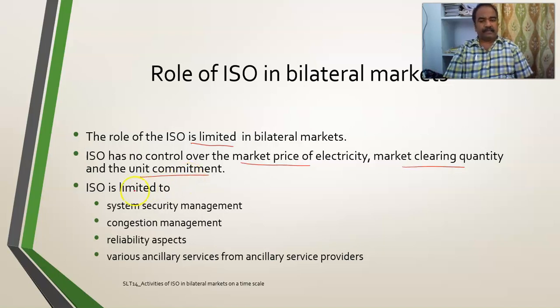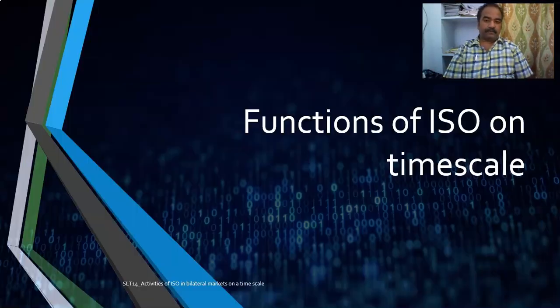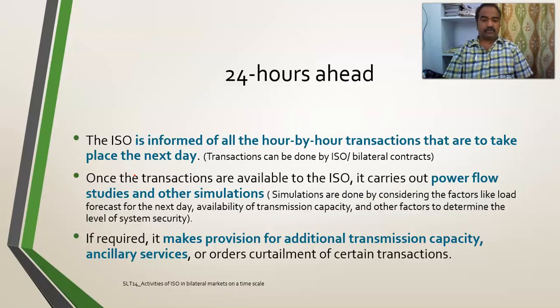He has no control over the market price, market clearing quantity, and the unit commitment. All these things will be taken care of by the bilateral parties. So that's why the ISO limits himself to maintaining the system security and managing the congestion, if it is there in the system. So ensuring that the system is reliable, and he offers additional services if they are required. Now let's have a quick look at these functions on a time scale.